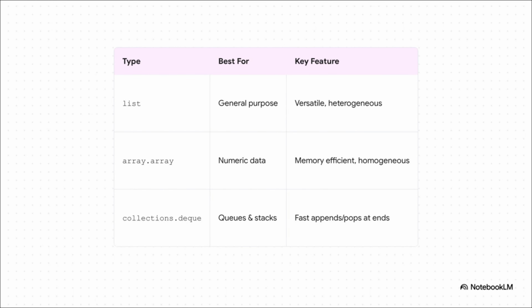If you have a huge sequence of numbers that are all the same type, array.array is way more memory efficient. And if you're constantly adding and removing items from both ends of a sequence, like in a queue, collections.deque is dramatically faster than a list could ever be.